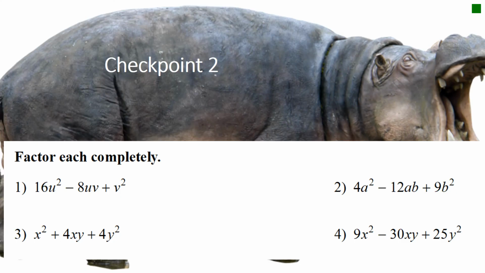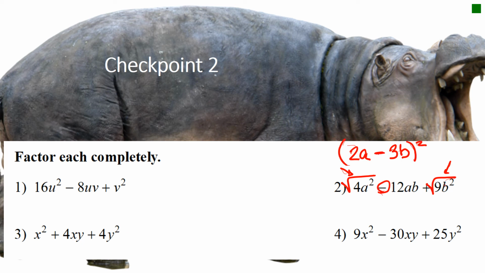Let's look at number 2. We'll do number 2 together. Is that a perfect square? Yes. Is that a perfect square? Yes. So what is the square root of 4a squared? What did I square to get 4? 2. What did I square to get a squared? A. What did I square to get 9? 3. What did I square to get b squared? B. Put this sign in the middle.